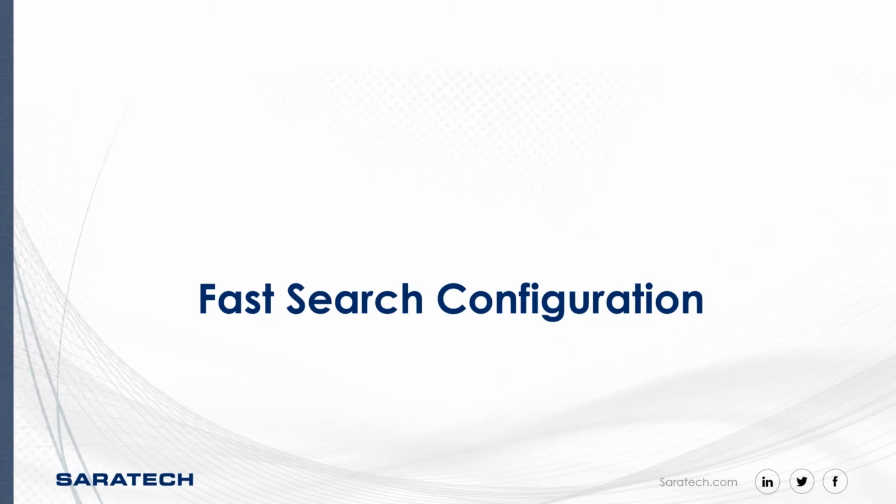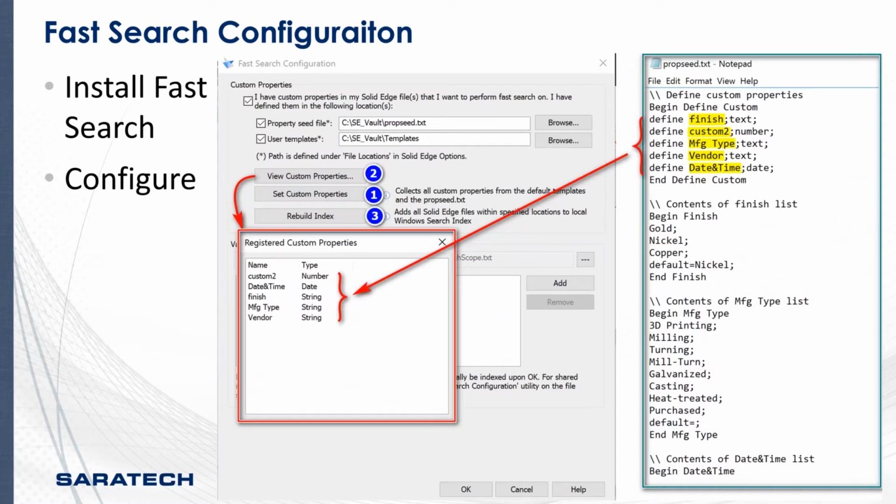The fast search configuration is fairly simple. It's not terribly complex. You can add some additional complexity, but the basics are quite easy to set up. And we're going to set this up on the server. You want to install the fast search utility, and on the custom properties, we get into setting a few of the options here, and once we do that, we're able to use our propseed text file that's created.